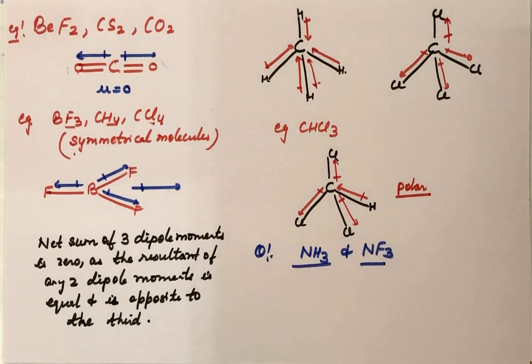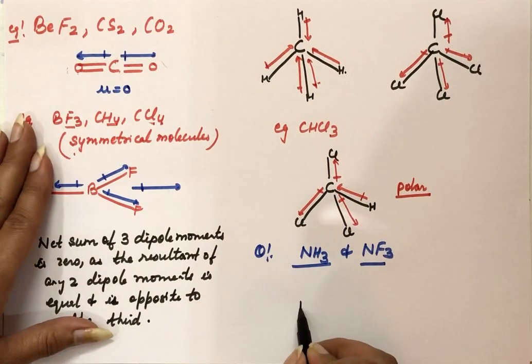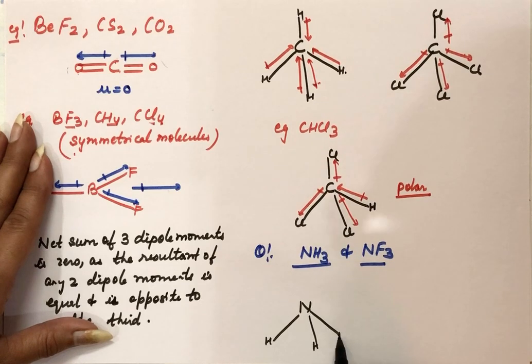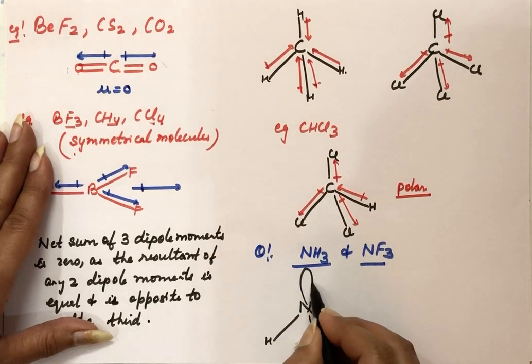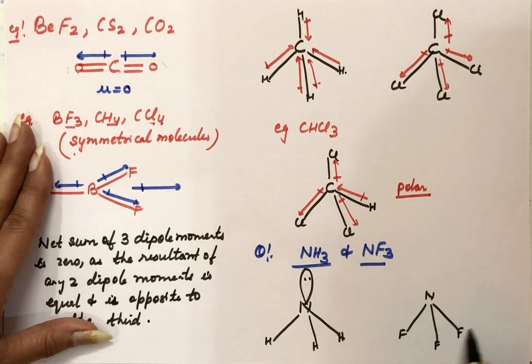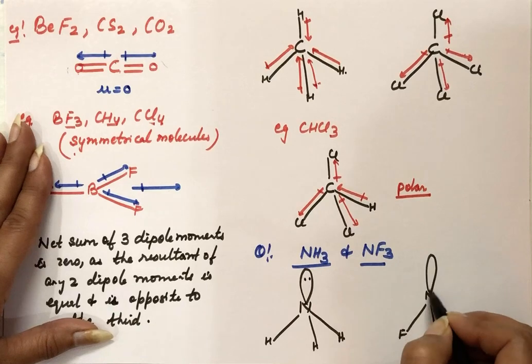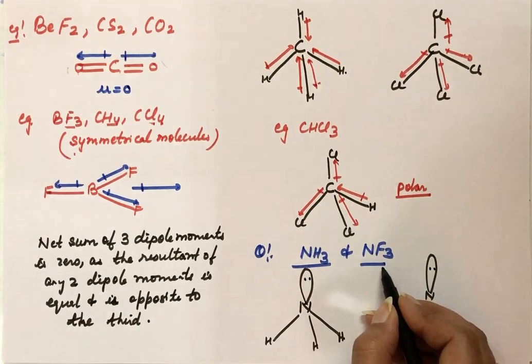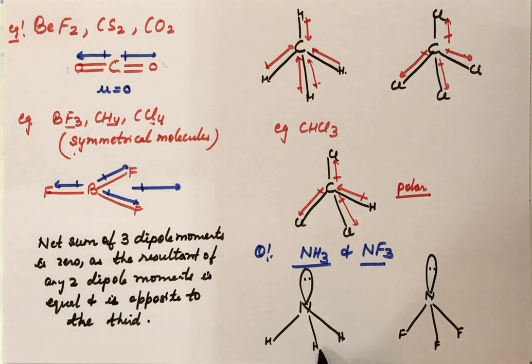Comparison of dipole moment of NH3 and NF3. Now both have the same geometry here. NH3 has one lone pair here, and NF3 also has one lone pair here. So it looks like NF3 is more polar in nature because F is more electronegative. But NH3 here is actually more polar in nature.